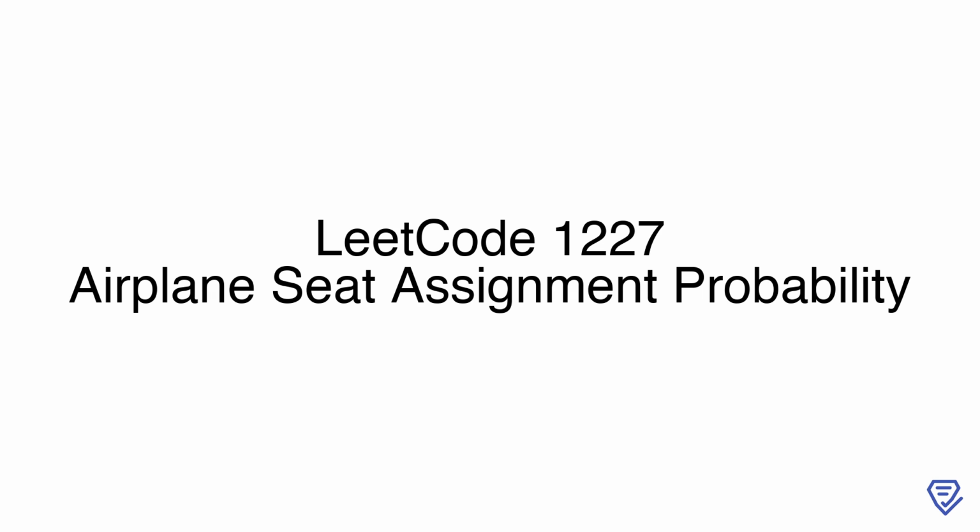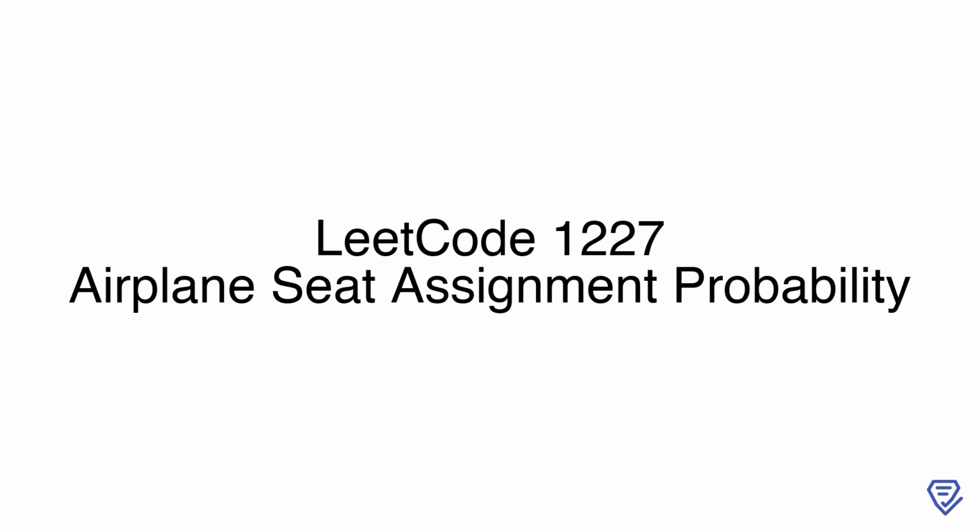In today's session, we'll dive into LeetCode problem number 1227, titled Airplane Seat Assignment Probability. This problem challenges us to calculate the probability of the last passenger sitting in their assigned seat, based on a unique set of constraints. We'll explore the logic, break down the solution step by step, and understand the underlying concepts.